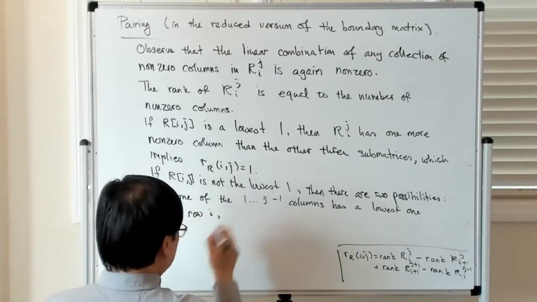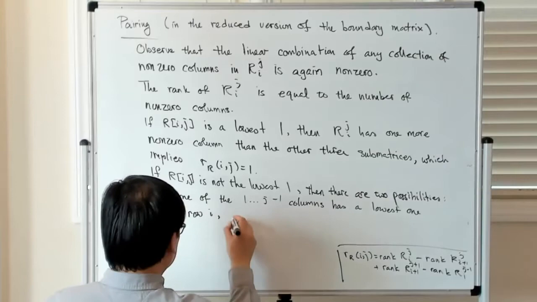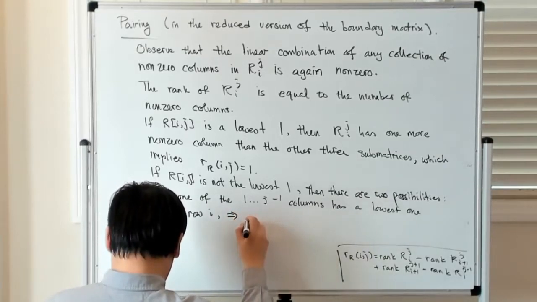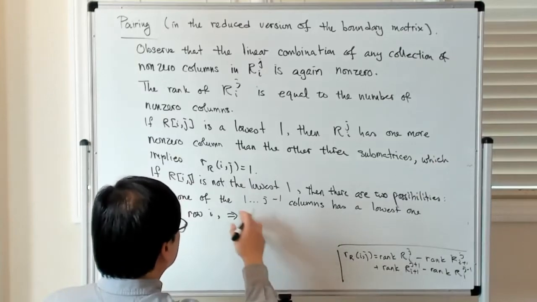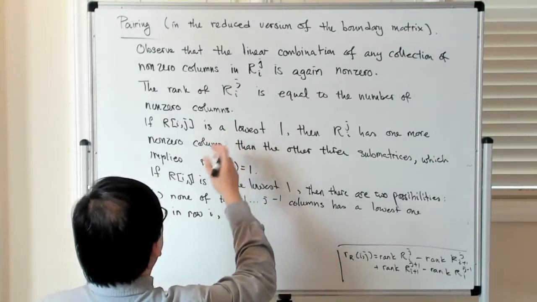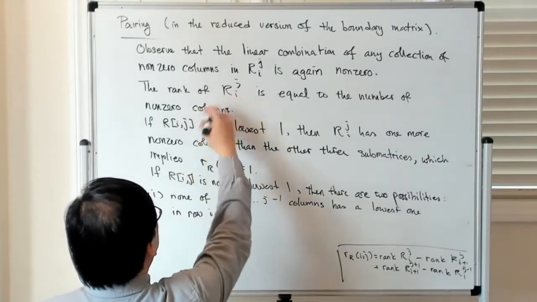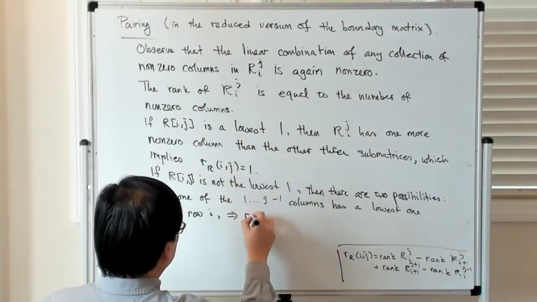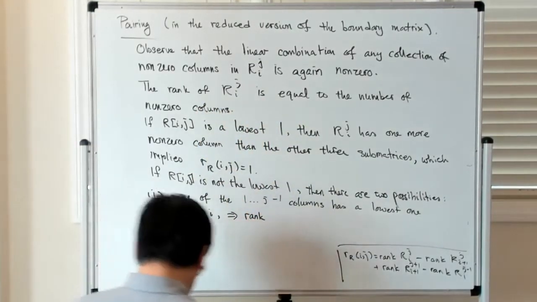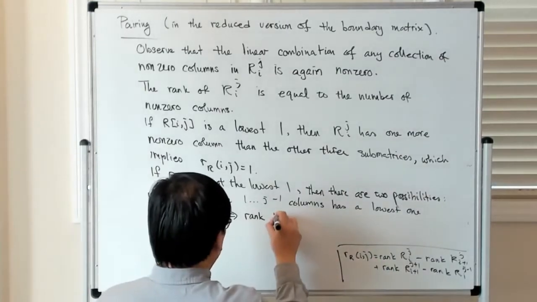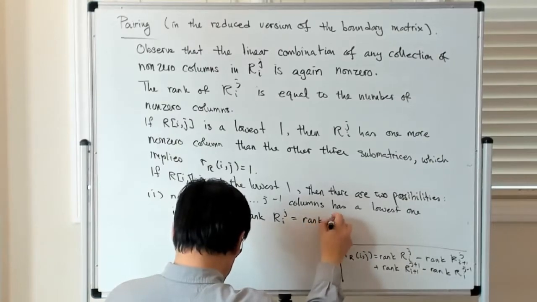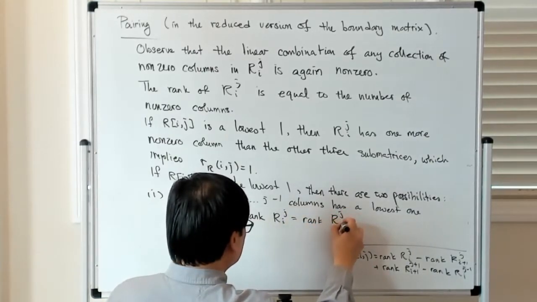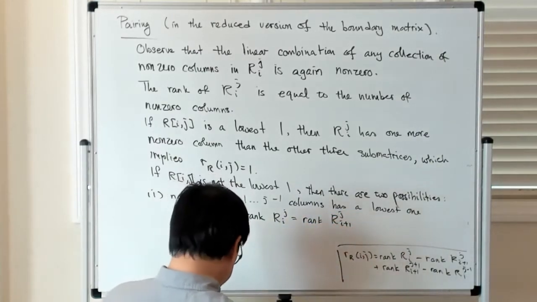Okay, in which case that means that this is going to be expressed in terms of the number of non-zero columns, but the rank is related to the number of non-zero columns. So I'm going to write this as the rank condition, that the rank of Rij is equal to the rank of Rji plus 1.